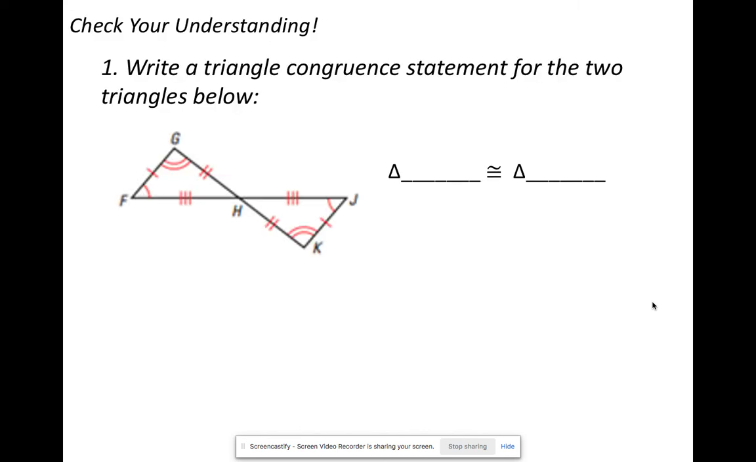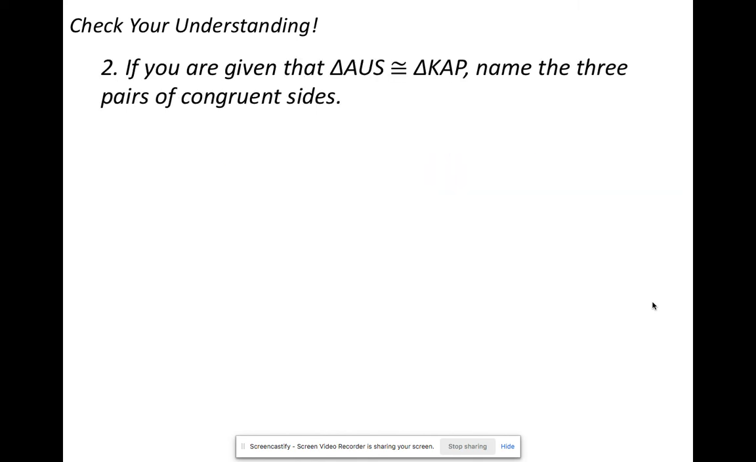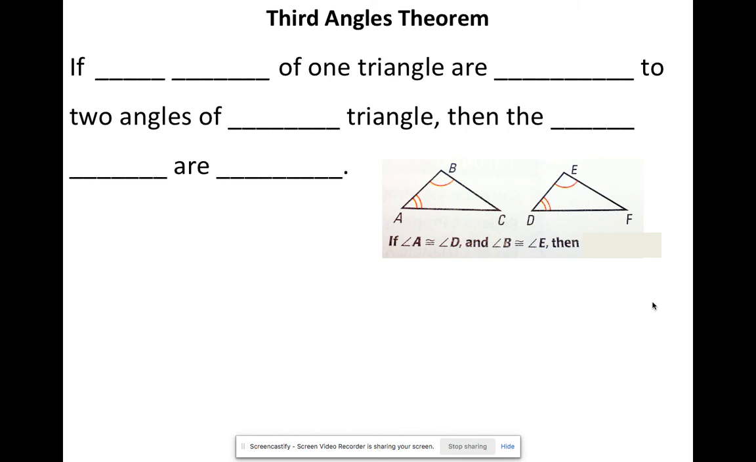Write the triangle congruent statements for the two triangles below. For this statement we would do triangle FGH is congruent to triangle JKH. Notice how the H is at the end in both, and the angles are also in the same order, first and then second. If you're given that triangle AUS is congruent to triangle KAP, name the 3 pairs of congruent sides. We could get something like this. I'm thinking you get the idea, but let's keep going.